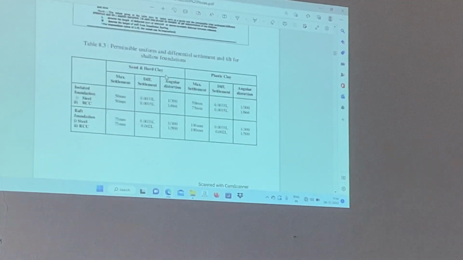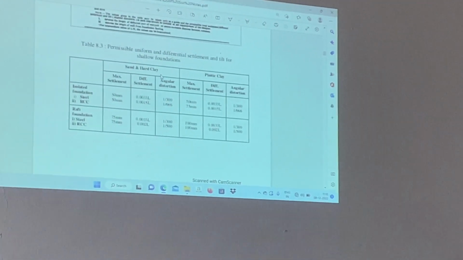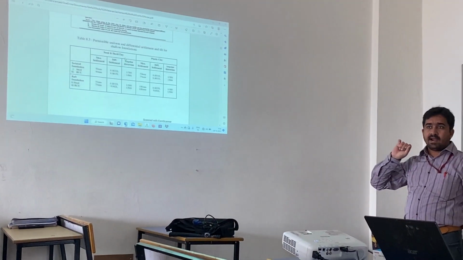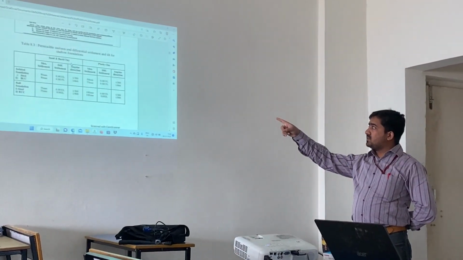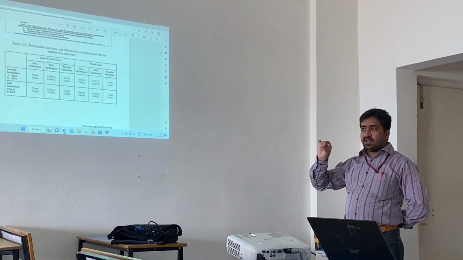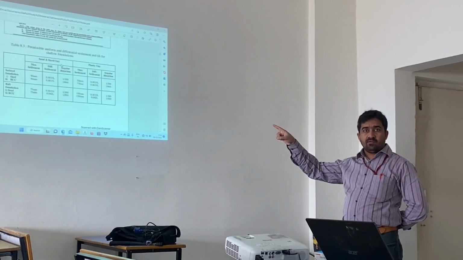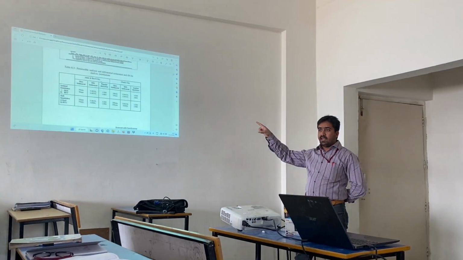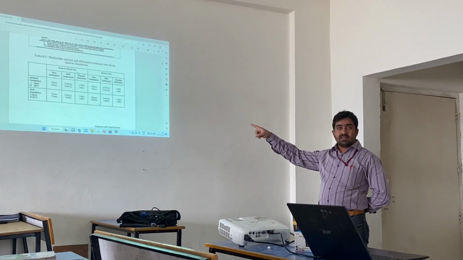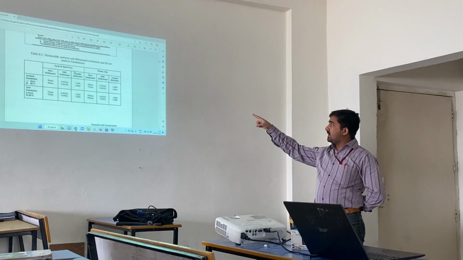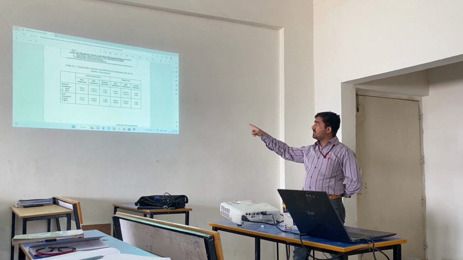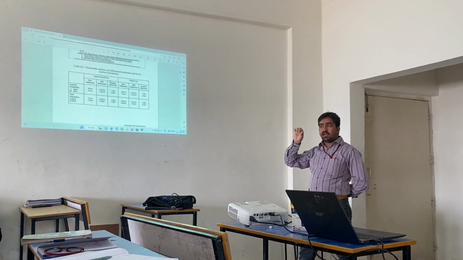I will give an example. First, the soil type is sand and hard clay. In the left column, they have mentioned the type of foundation, which is isolated foundation. For isolated foundation, they have given two types of reinforcement: steel reinforcement and RCC reinforcement. With respect to that, we have certain limiting values for three different parameters: maximum settlement, differential settlement, and angular distortion.